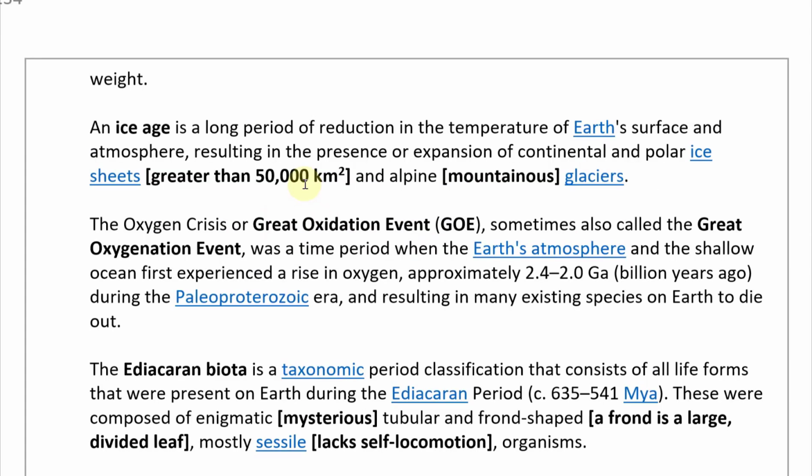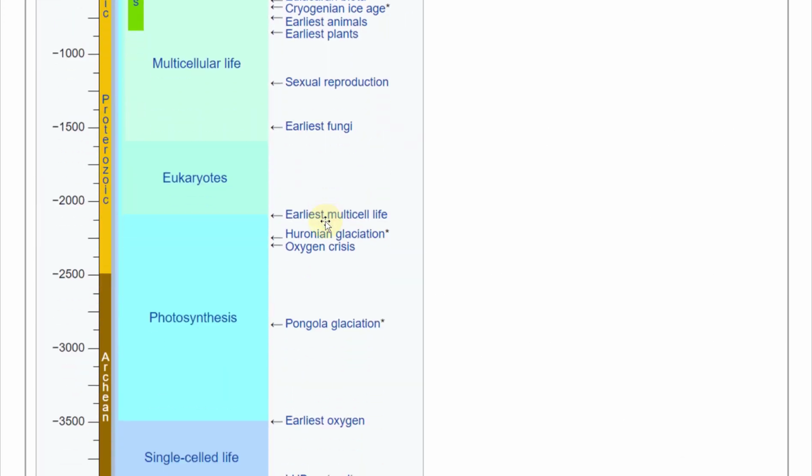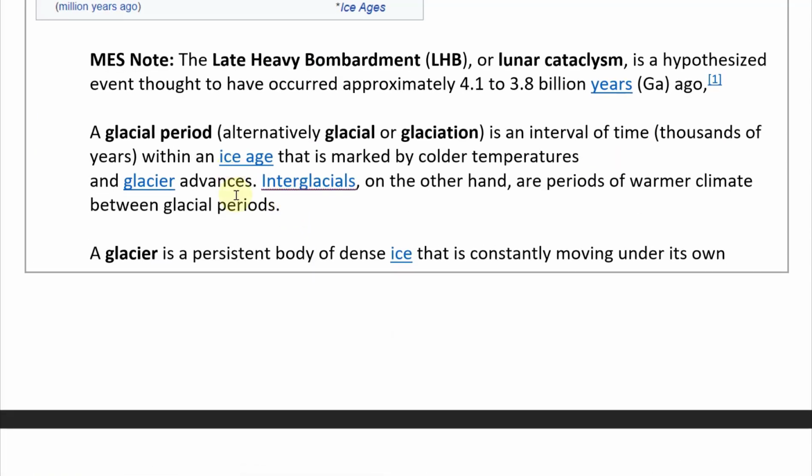Yeah, and this oxygen crisis, that's actually from here. So this is in this period right here in between the Archean and the Proterozoic period. So oxygen crisis right here at the photosynthesis stage, just before the multicellular life right here, earliest multicellular life. And let's go over here.